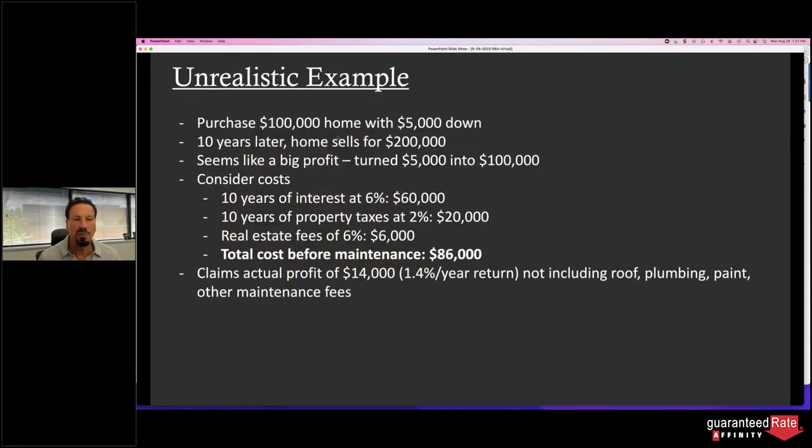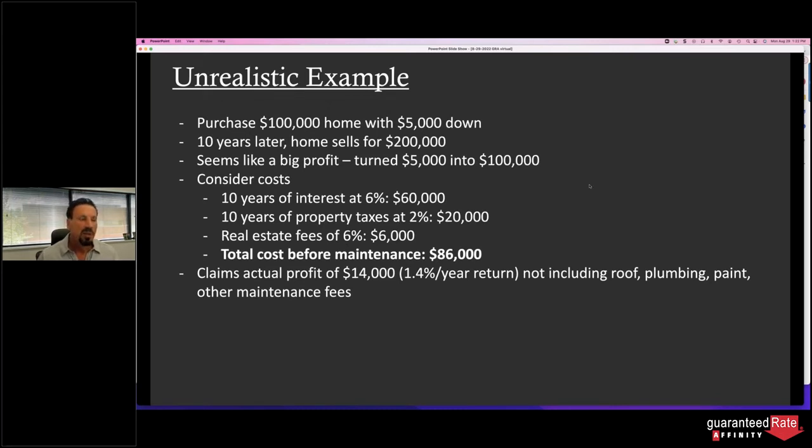And he says, well, if you purchased a home with $5,000 down for $100,000, and then 10 years later, you sell it for 200,000, it seems like you made a big profit because you turned 5,000 into 100. But then he says, okay, but how about the interest expense, the property taxes, the real estate piece? And he says, you're only going to make $14,000. And then he divides it by the 10 years and says it's 1.4% a year.